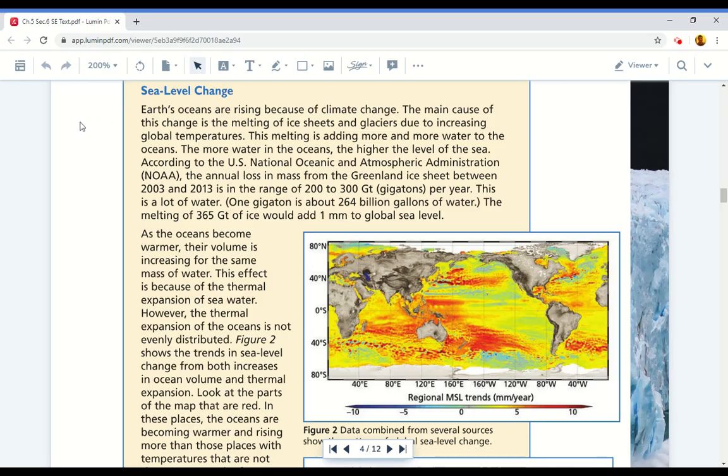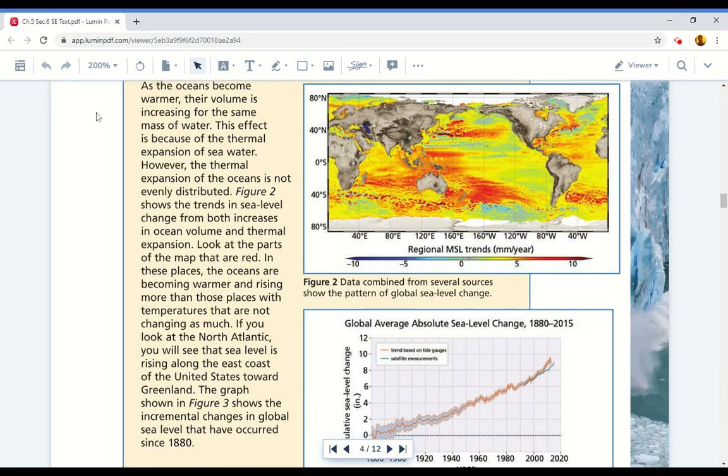Sea level change. Earth's oceans are rising because of climate change. The main cause of this change is the melting of ice sheets and glaciers due to increasing global temperatures. This melting is adding more and more water to the oceans. The more water in the oceans, the higher the level of the sea. According to the U.S. National Oceanic and Atmospheric Administration, or NOAA, the annual loss in mass from the Greenland ice sheet between 2003 and 2013 is in the range of 200 to 300 gigatons per year. This is a lot of water. 1 gigaton is about 264 billion gallons of water. The melting of 365 gigatons of ice would add 1 millimeter to global sea level.